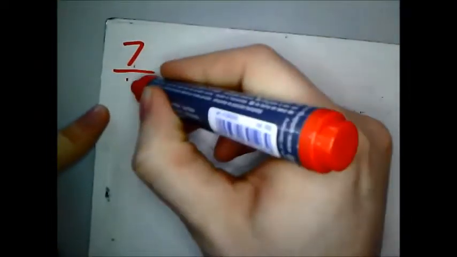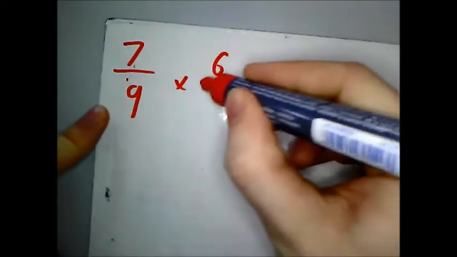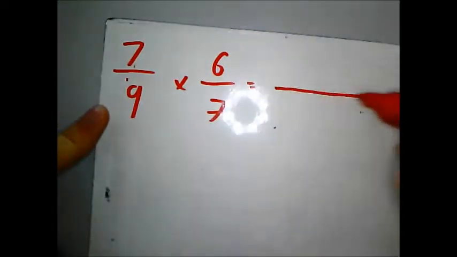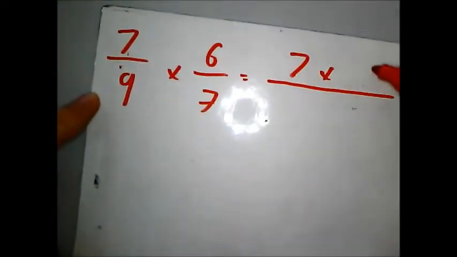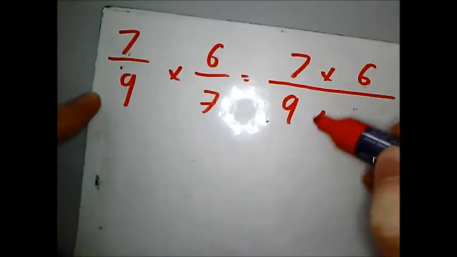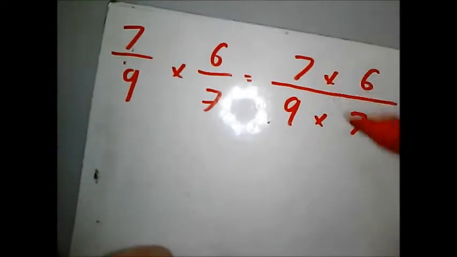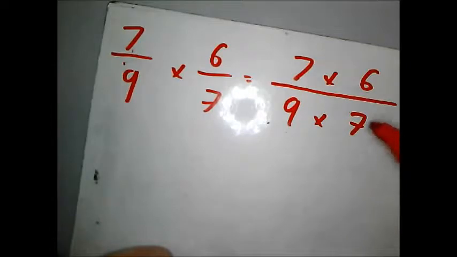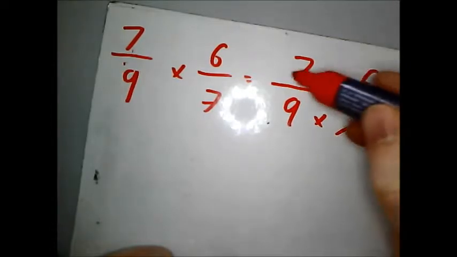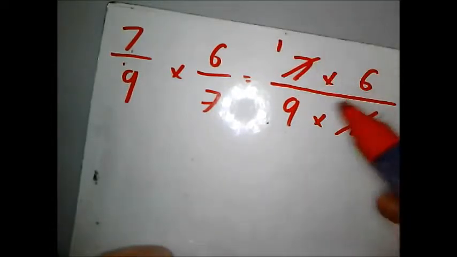Okay, so for section 2, I've got fill in the gaps. So it was 7/9 times 6/7. So my gap here is 7 times 6 on the top and 9 times 7 in the bottom. I can spot common factors here. Those both go into 7, so divide that by 7, 1. Divide that by 7, 1.